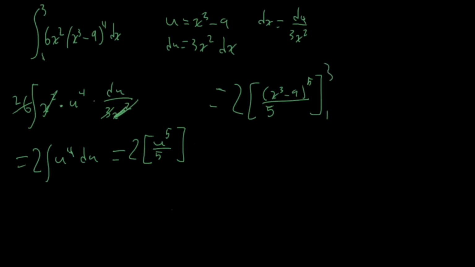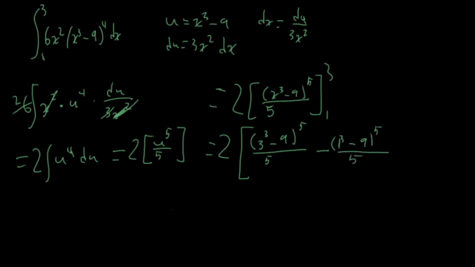So this is the AP. We don't have to simplify, thank God. So all we got to do is just plug in your bounds and then take the difference of the next 2 parts. So 2 times top first you plug in. So 3 to the 3rd minus 9, and that's to the 5th, over 5, minus plugging your bottom bound, 1 to the 3rd minus 9 to the 5th over 5. And you're done. That's your answer.